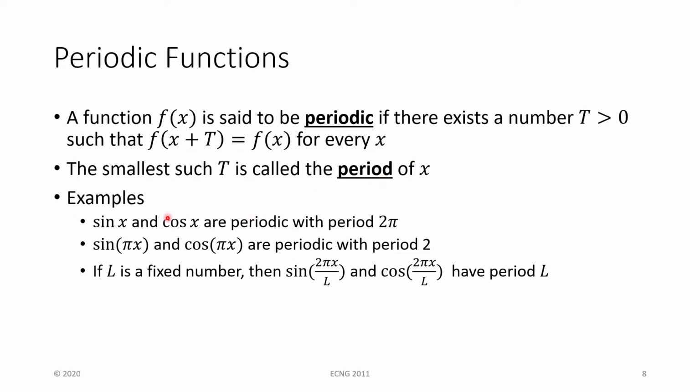Some general examples are our trigonometric functions, sine x and cosine x, and the general period is 2 pi. And then if we say sine pi x here in the brackets, it's going to be periodic with period 2 altogether. And if we have L being a fixed number here, and we have sine 2 pi x on L and cosine 2 pi x on L, the period here is modified such that it will just be a period of L altogether.